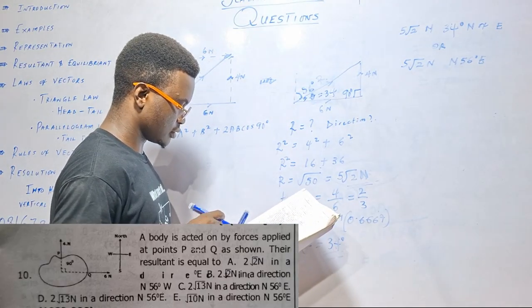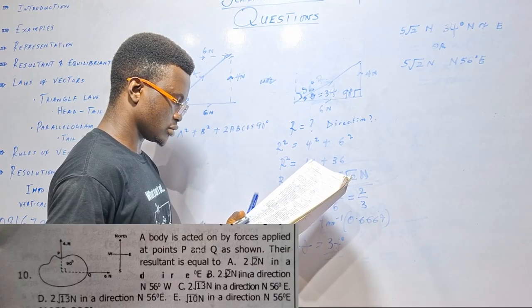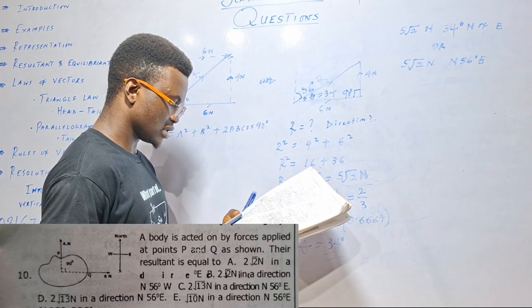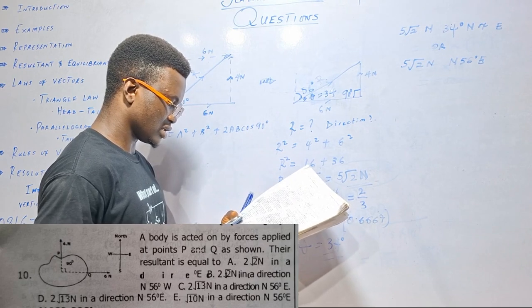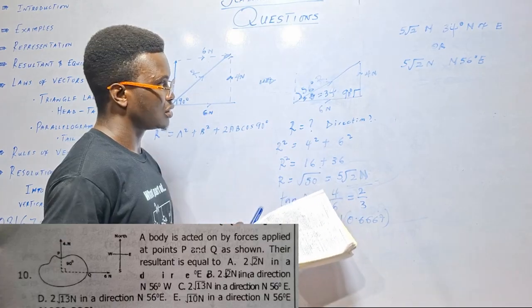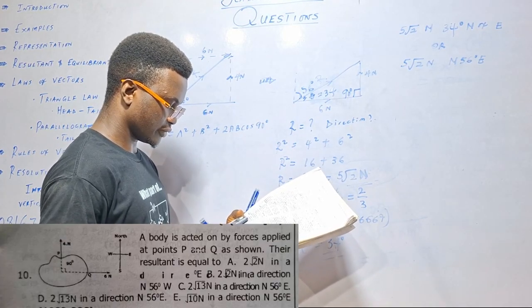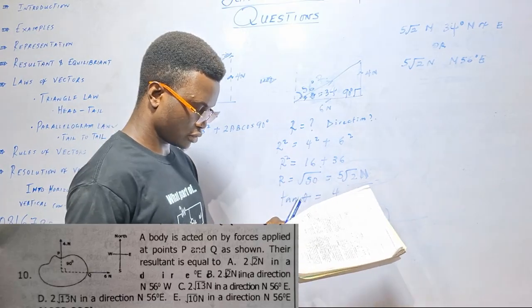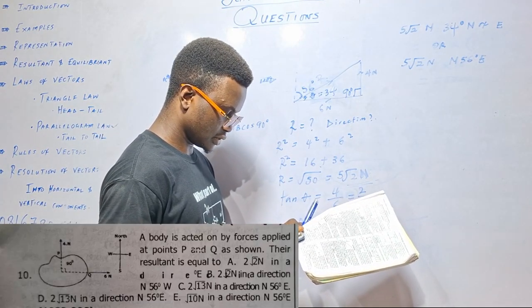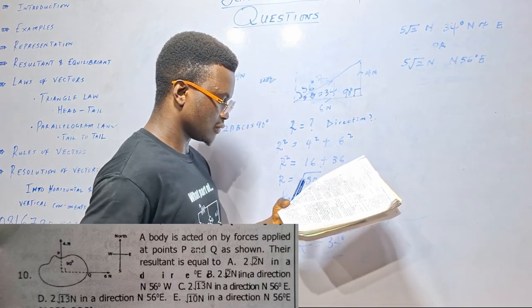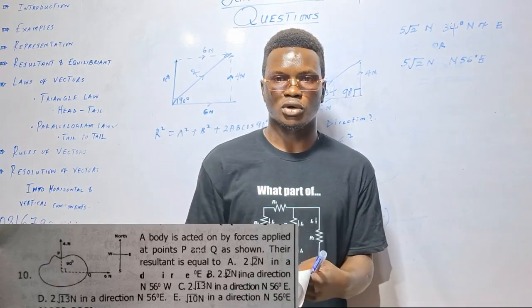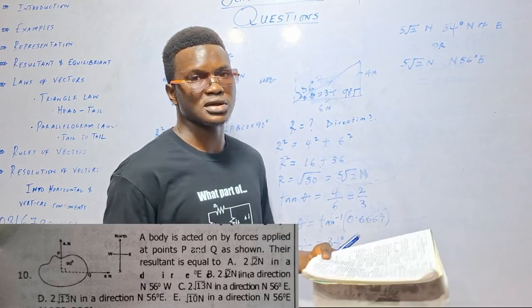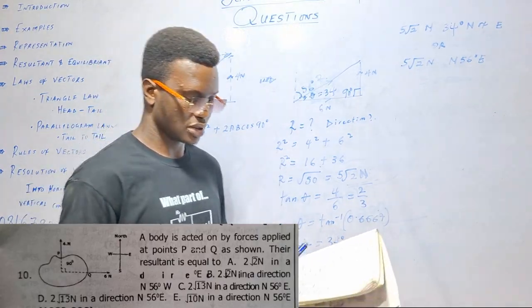So how can it be 2 root 13? Let's confirm that. There are two options that are even saying the same thing. Option C is saying the same thing as option D. This is my correct answer. 5 root 2 is 7.07. 2 root 13 is 7.2. So I think there's a mistake in the options compiled here. But the answer is 5 root 2 north 56 degrees east. The most important thing is to understand that I got it, and that is the next thing.